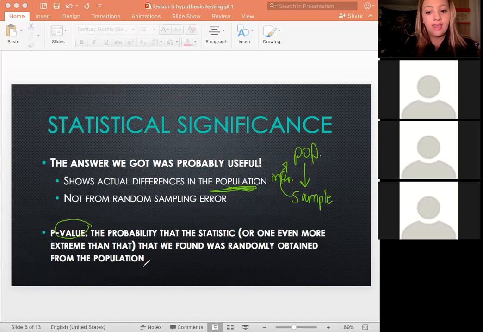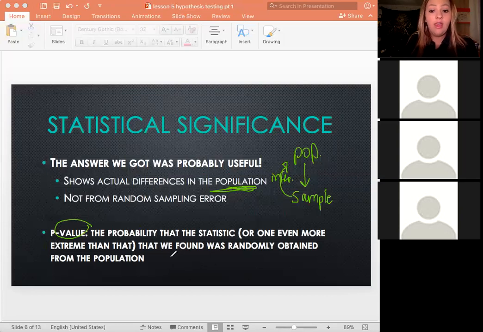So I would suggest thinking about it in whatever way makes sense to you. It's basically saying the probability that the statistic we found, when we took a sample from the population and used a statistic from that sample, the probability of that one or something even more extreme is randomly obtained. So what we got makes sense and it was randomly obtained. It wasn't by chance. It wasn't just because. It wasn't because there was a confounding variable. It was truly because there is some sort of change.